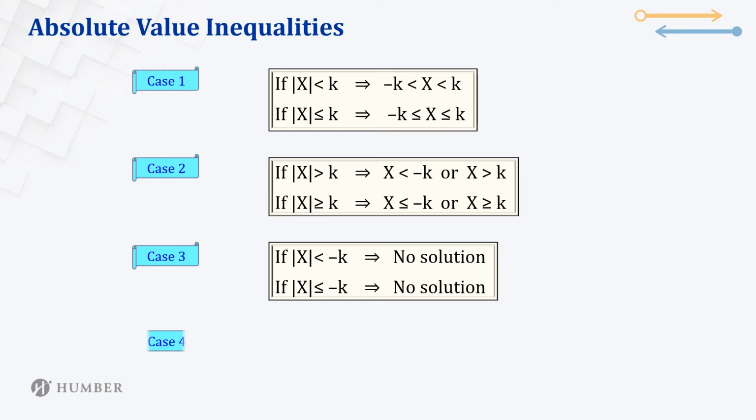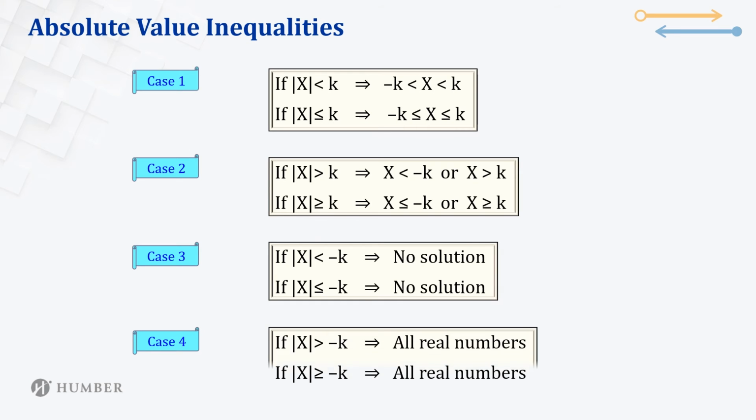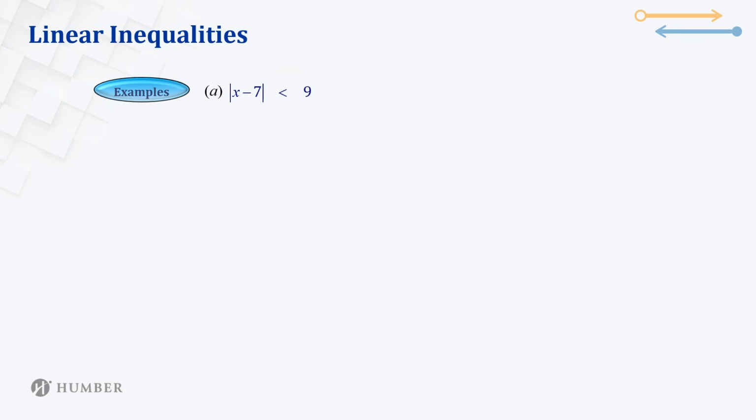Case 4. The absolute value of x is greater than or equal to some negative number case. Since the absolute value is always greater than 0, all real numbers can be in this range. Now let's apply what we have learned using some examples for absolute value inequalities. What we have here is an example of the first case.